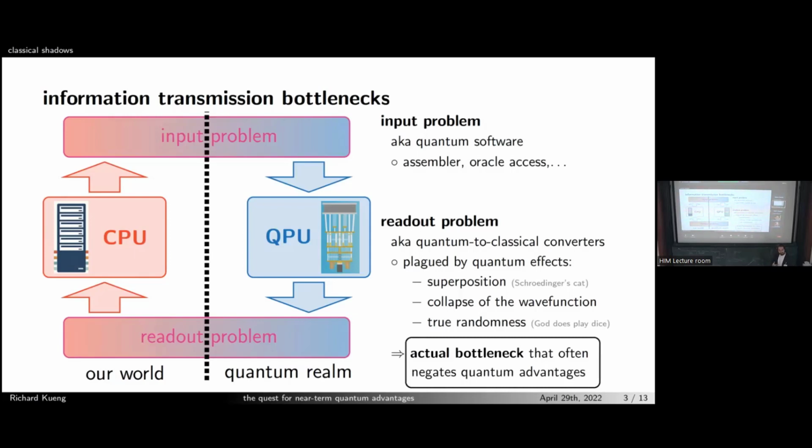It isn't enough that the quantum computer does something super powerful, you also have to get access to the result, what it actually did.